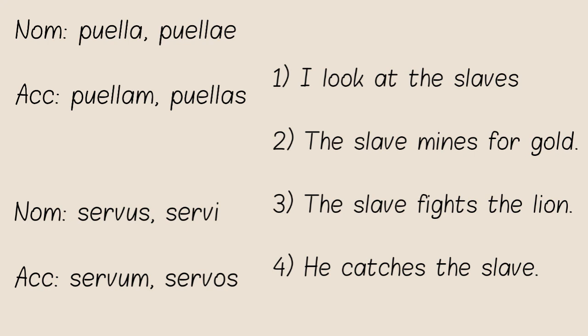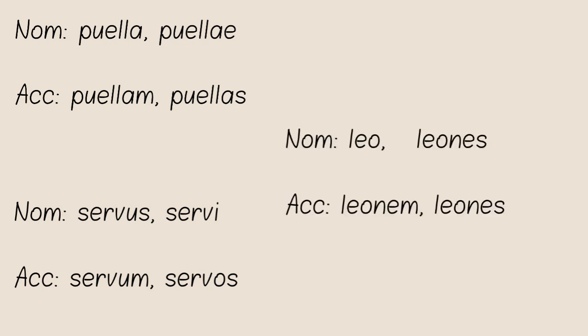Number 3, the slave fights the lion. The slave is the one doing the fighting, so he's in the nominative, he's singular, and it's just going to be servus here. Then if we have he catches the slave, the slave is the one being caught, he's having the action done to him, so he's going to be in the accusative, and it's going to be servum.